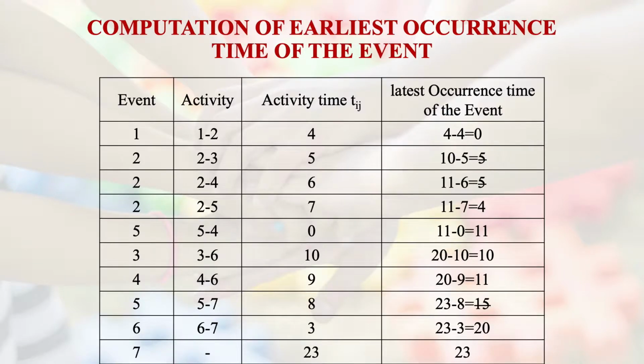Now you can see there is a difference in node 3, where earliest occurrence time is 9, whereas the latest occurrence time is 10. That means you can delay that particular event by 1 unit if there is a need so be. And that is a very important resource allocation information for us.